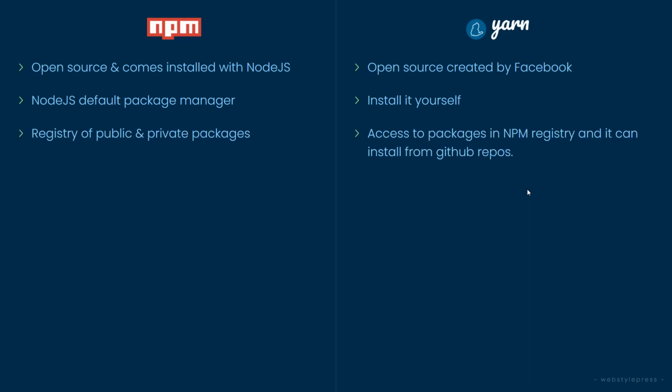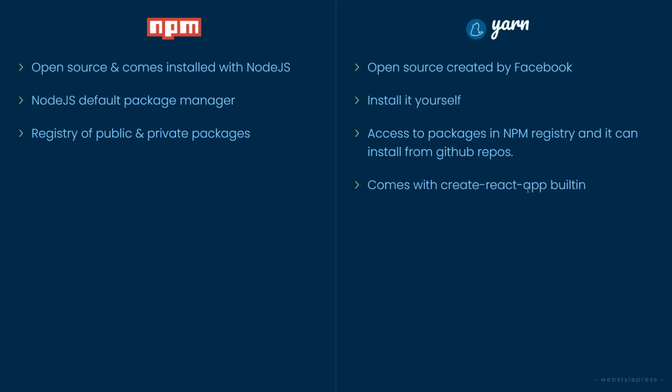NPM has got a registry of private and public packages. You can publish your own package at the NPM website. Yarn can access packages in the NPM registry, and it can also install from GitHub repos.